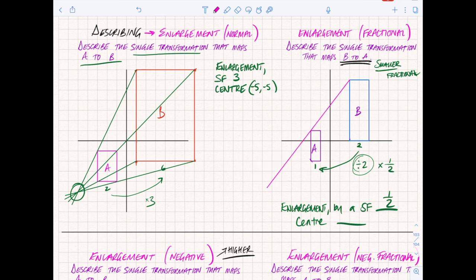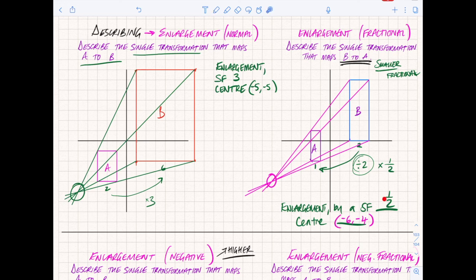Join that corner to that corner, bottom corner to bottom corner, bottom corner to bottom corner, and top corner, top corner to top corner. And you can see that they all meet at that point there. So for me to go from shape B to shape A, my center enlargement there is 1, 2, 3, 4, 5, 6, minus 6. 1, 2, 3, 4, minus 4. Okay, so that would be your answer for B to A.